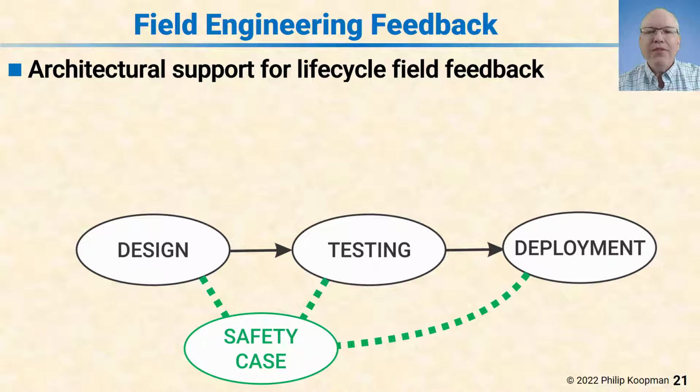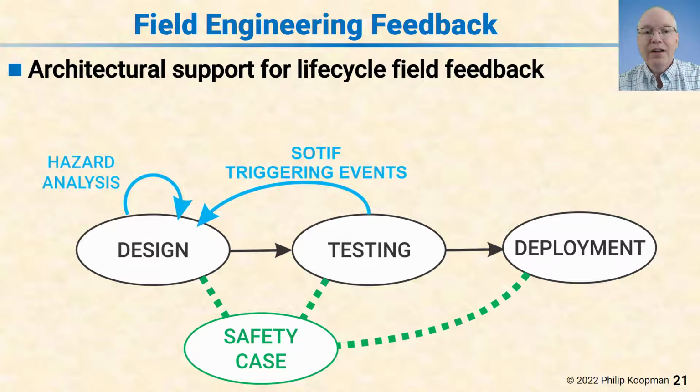Now that we have talked about SPIs, let's look at how safety feedback works during the life cycle. We have design, we have testing, we have deployment, and I added the safety case, which spans all of them. The architectures for autonomous vehicles will need to have support for field feedback across the life cycle. That's going to have to be built in for this technology to really deploy at scale safely.